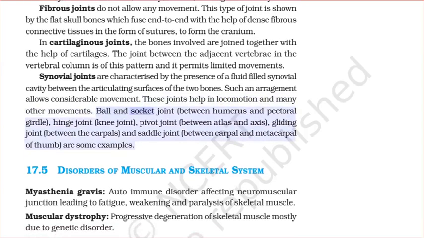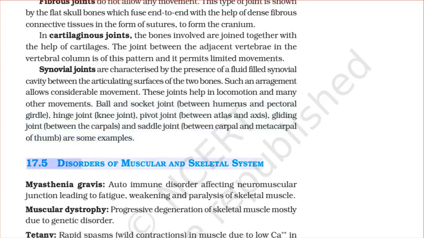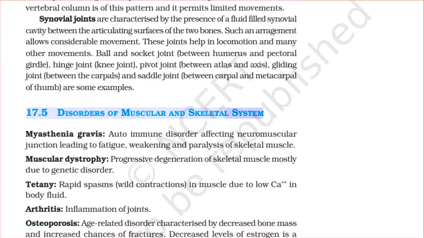Ball and socket joint between humerus and pectoral girdle, hinge joint such as the knee joint, pivot joint between atlas and axis, gliding joint between the carpals, and saddle joint between carpal and metacarpal of thumb are some examples. Disorders of muscular and skeletal system.